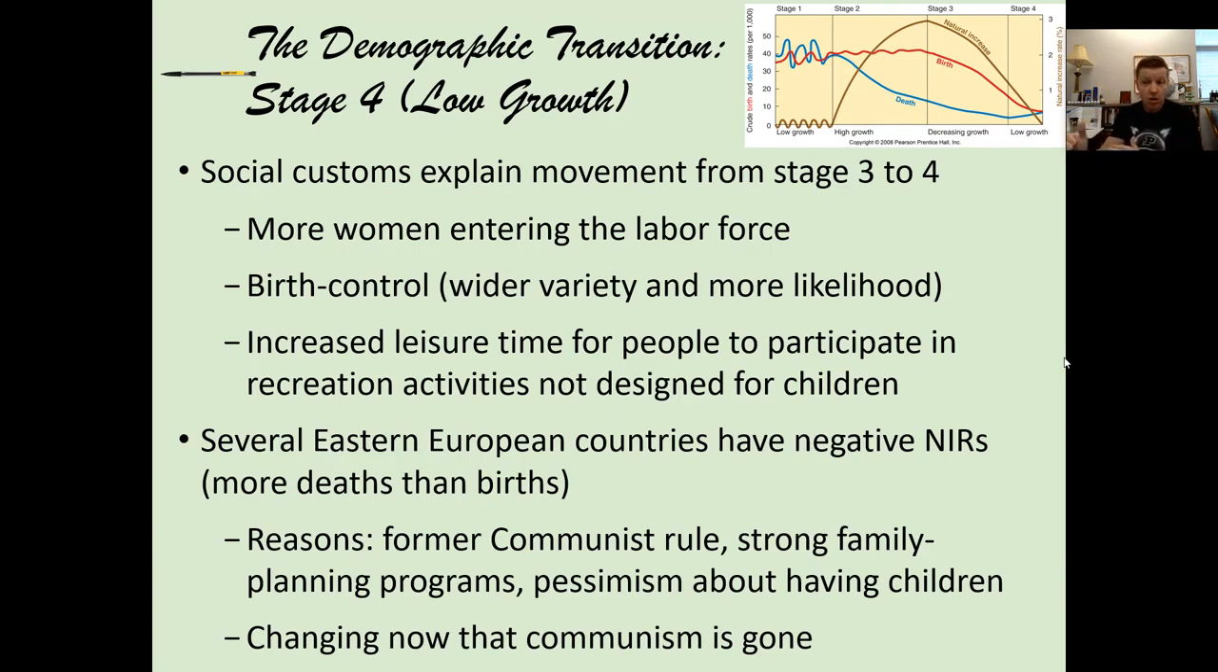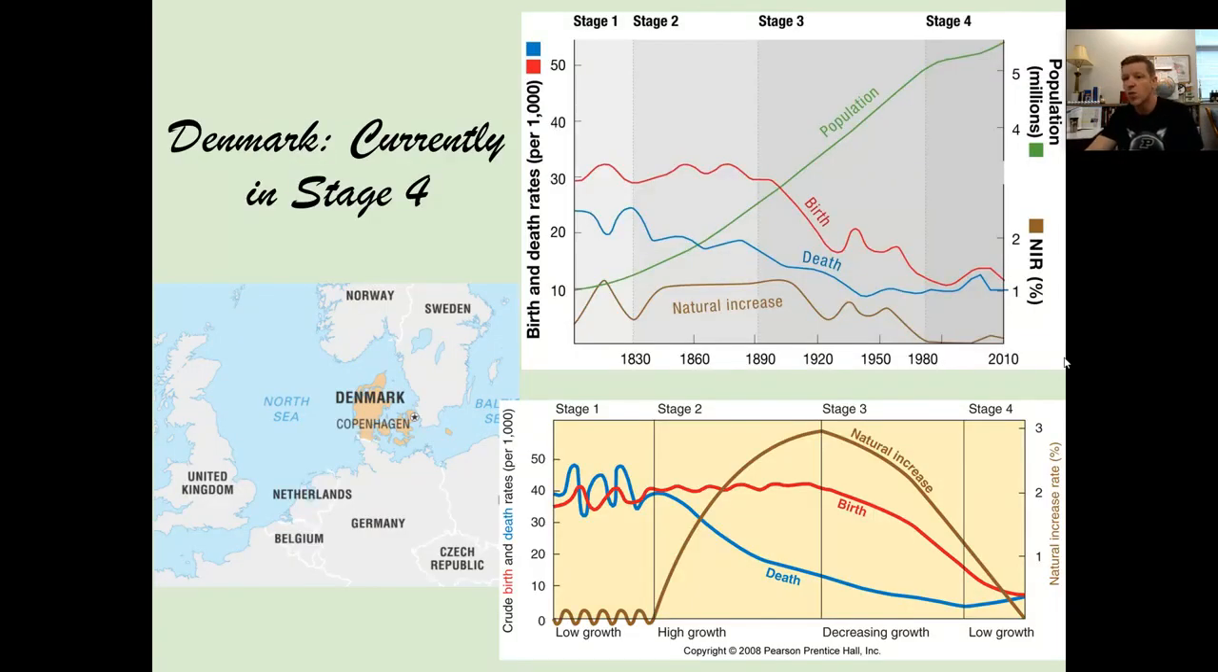There's also, particularly as it relates to Eastern European countries, many countries have negative natural increase rates. And Eastern European aren't the only ones that have negative natural increase rates. Japan has a negative natural increase rate. A bunch of wealthy Western European countries have negative natural increase rates, right? So that is a component that we would want to look at.